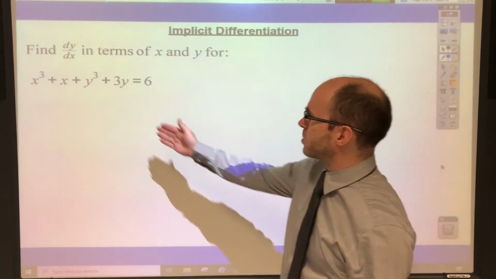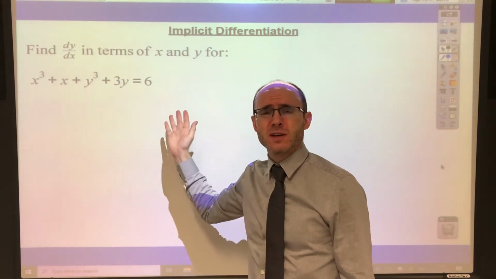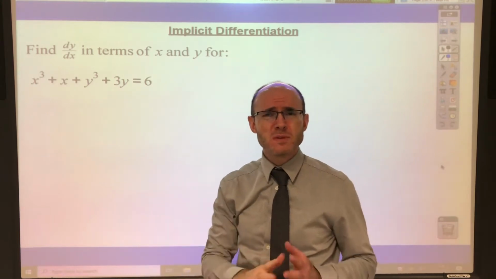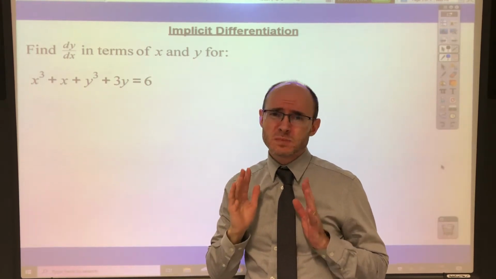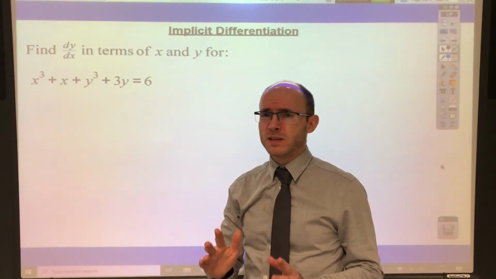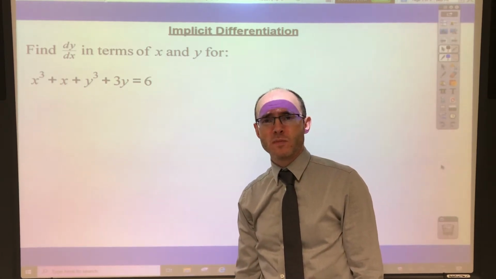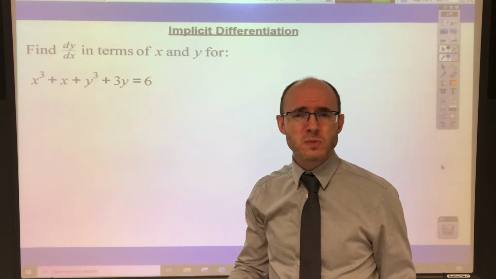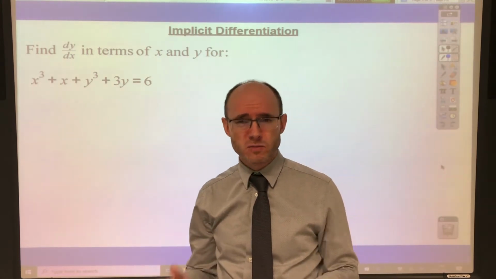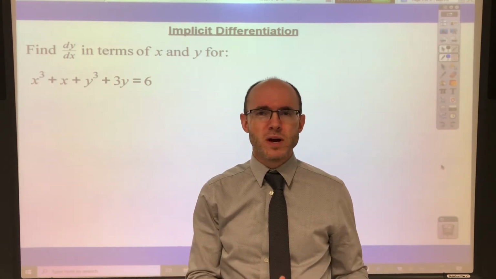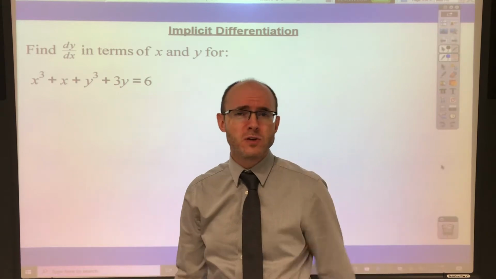Well, this is what's called an implicit expression. Okay, why is it called implicit? Because it's in terms of x and y, but more specifically, it's a bit difficult to make y the subject. And that's what implicit differentiation is all about: when it's either difficult or impossible to make y the subject. If y is the subject, great. You just find dy dx as you have learned already previously.